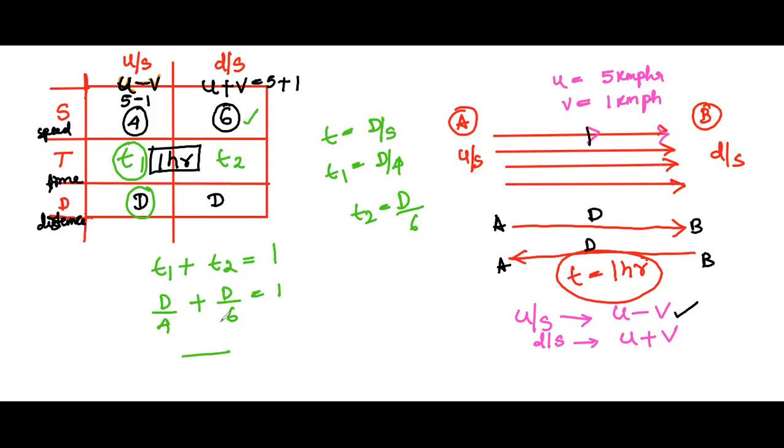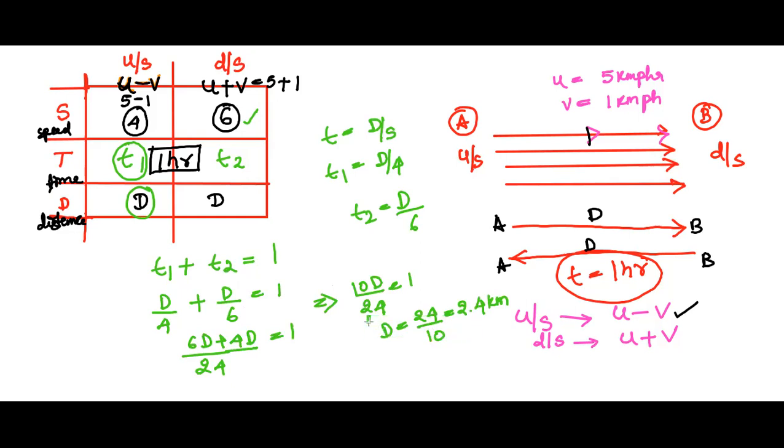Okay, so if you take the LCM, it is 6 into 4, 24. So this will become 6D plus 4D is equal to 1. What it means is that 10D divided by 24 will be equal to 1. This means that D is equal to 24 divided by 10, which is equal to 2.4 kilometers. So therefore the answer is 2.4 kilometers.